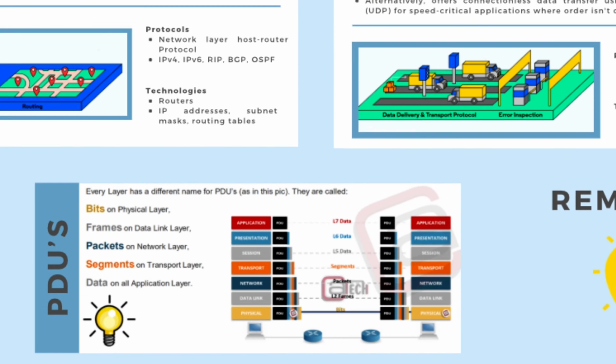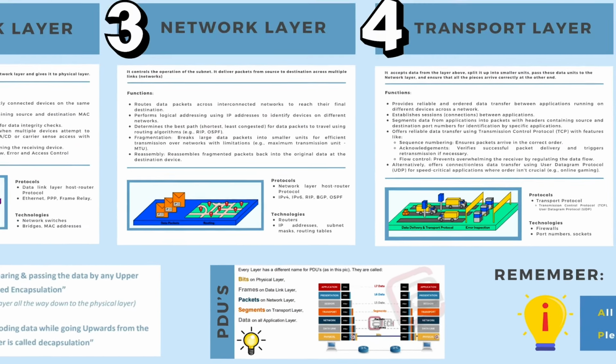We also need to remember the units, okay? So I've summarized the units in this little chart. Its official name would be protocol units, and we have to remember that bits are for the physical layer, frames are for the data link layer, packets are for the network layer, segments are for the transport layer, and we have data on the application layer. Okay, so we need to remember the units in every layer.